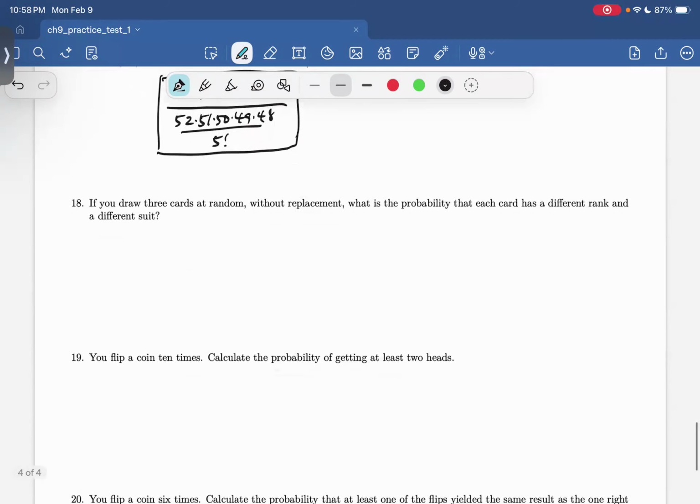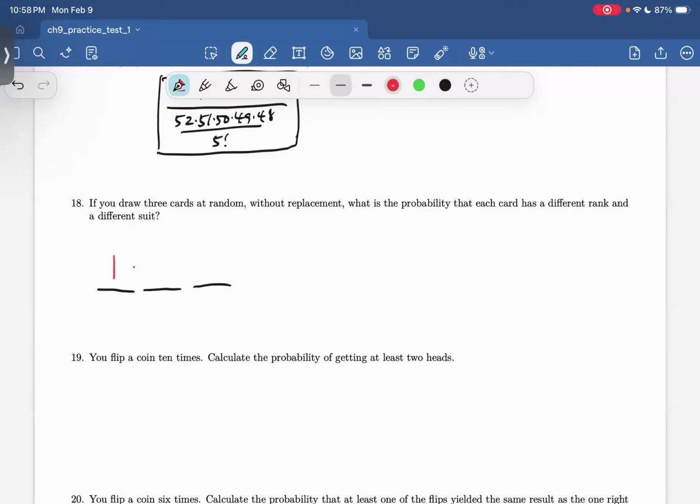If you draw 3 cards at random without replacement, what is the probability that each card has a different rank and a different suit? This one I'll do the simpler way because we can. So for the first card, it could be anything. For the second card, I want to make sure I have a different rank and a different suit. Now there are 12 ranks left and 3 suits left.